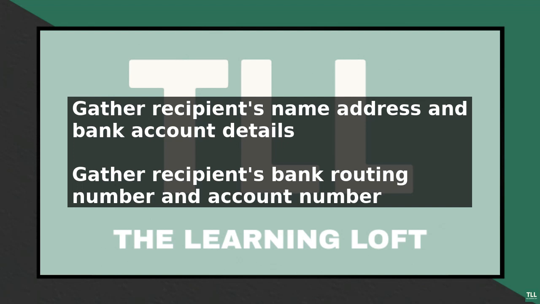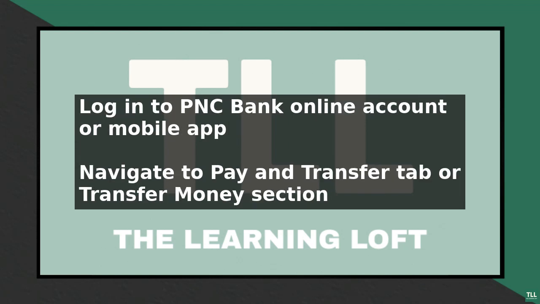If you are using the online platform, click on the Pay and Transfer tab. Then select Wire Transfer. On the mobile app, navigate to the Transfer Money section and choose Wire Transfer. Next, select the account you want to use for the transfer and enter the recipient's information. Make sure to double-check the recipient's details to avoid any errors.